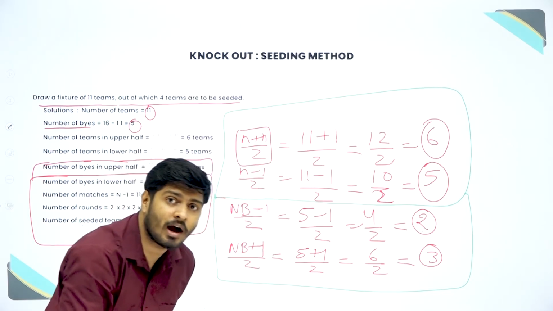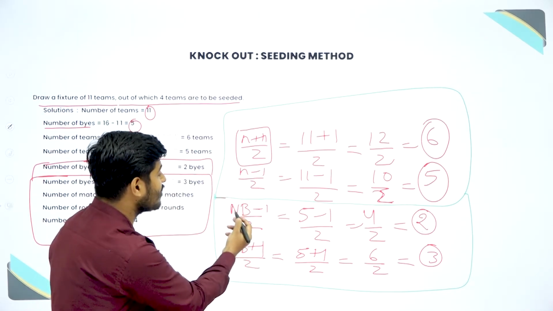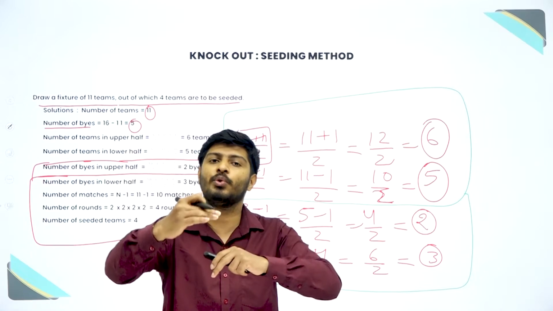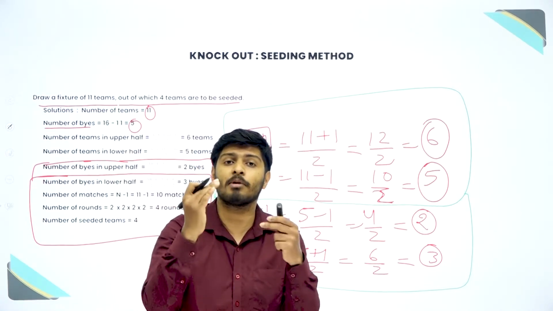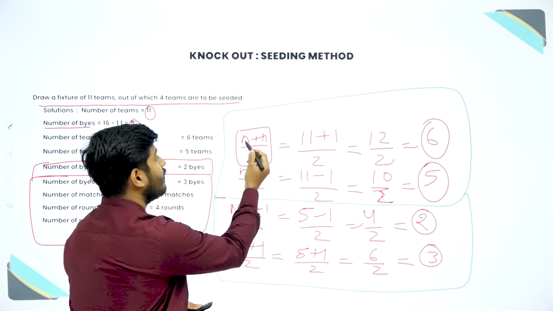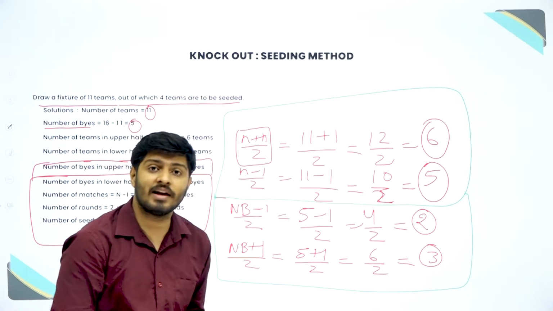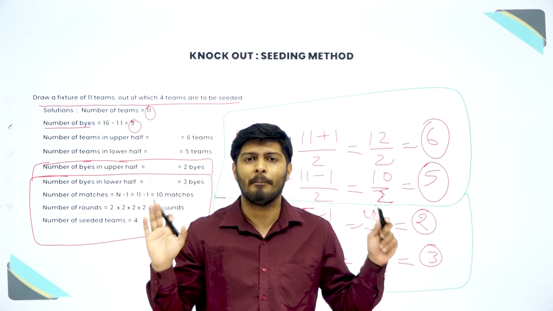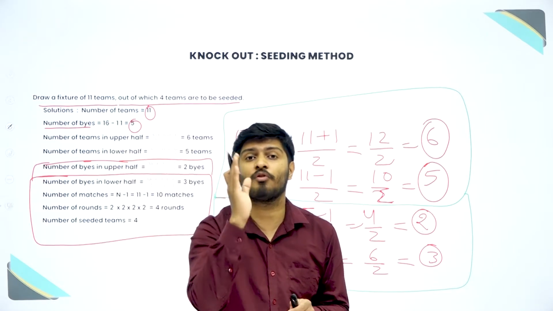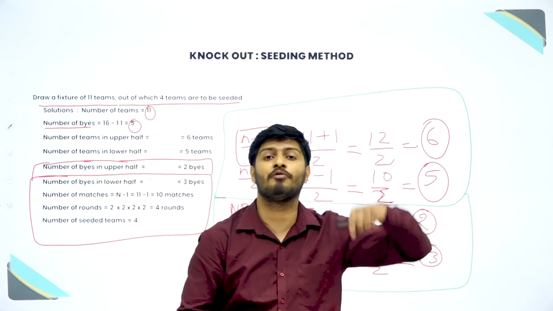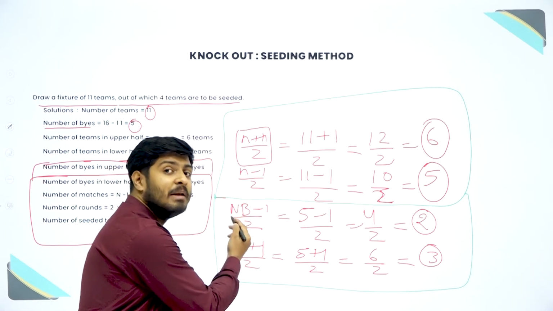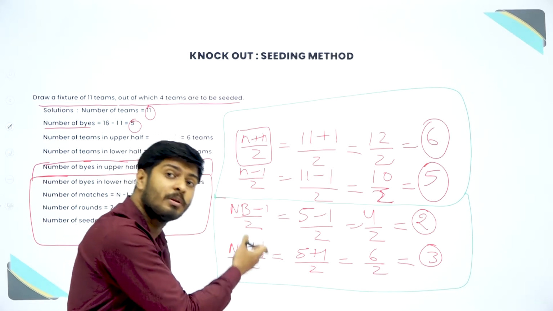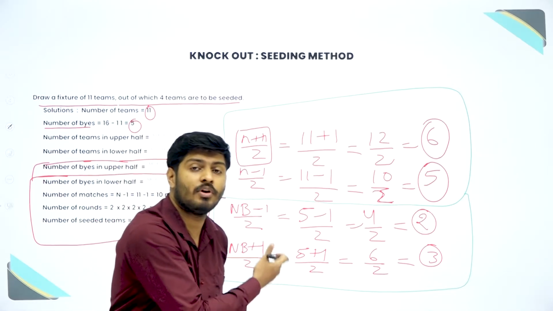But when you talk about byes, for the upper half you are using NB minus 1. So keep it in mind: when you're dividing the total number of teams into two different parts, for the upper half you will have N plus 1 divided by 2, and for the lower half you will have N minus 1 divided by 2. But when we talk about the division of byes in the two parts of the fixture, it is NB minus 1 for the upper half and NB plus 1 for the bottom half. So plus 1 will come for the bottom half when you talk about byes.